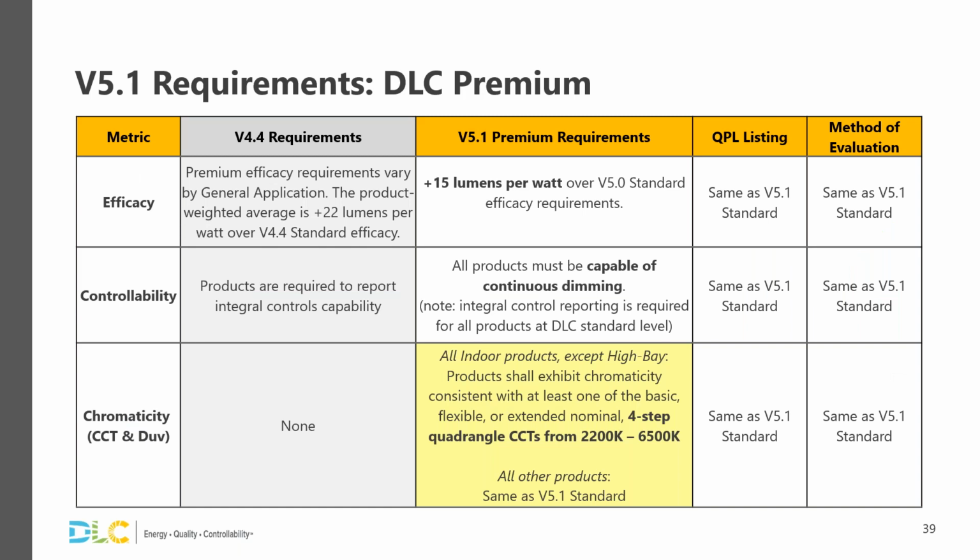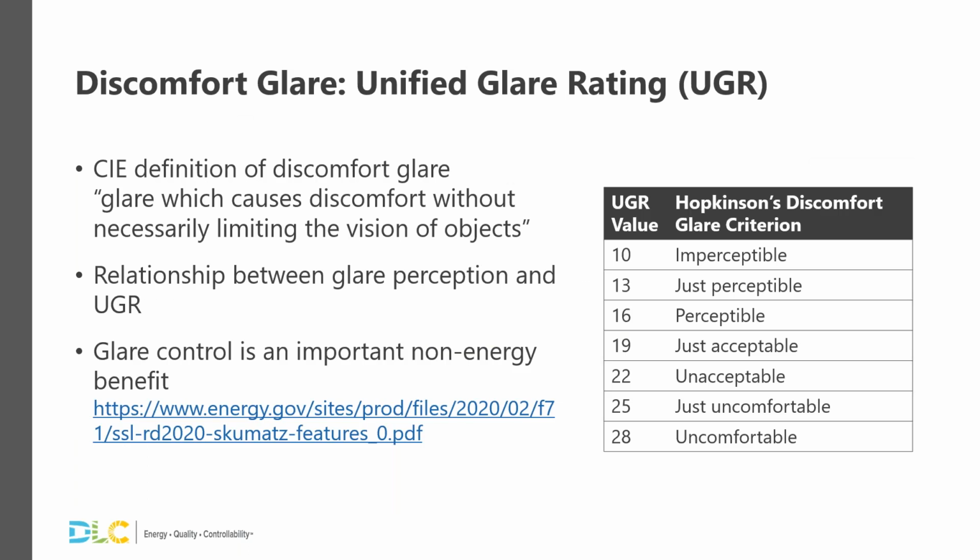So starting with the first few elements of 5.1 premium, efficacy and controllability I just mentioned. The chromaticity element is a requirement for 5.1 premium, and it's similar to the chromaticity requirement that Leora discussed earlier for 5.1 standard, but premium requires tighter bins across the full range of CCTs. So it's a 4-step quadrangle instead of the 7-step requirement that exists for DLC standard. And next I'm going to turn it over to Leora to cover the discomfort glare requirements under 5.1 premium.